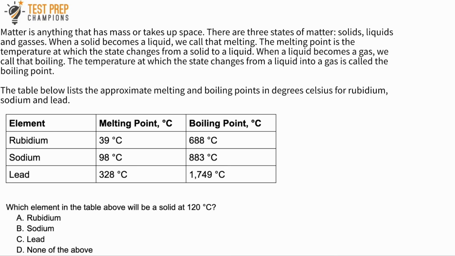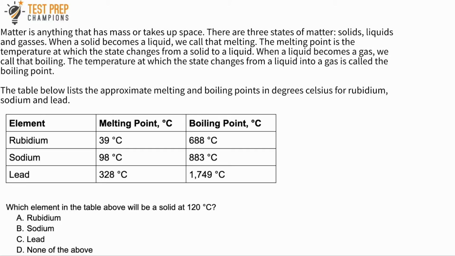Matter is anything that has mass or takes up space. There are 3 states of matter: solids, liquids, and gases. When a solid becomes a liquid, we call that melting. The melting point is the temperature at which the state changes from a solid to a liquid. When a liquid becomes a gas, we call that boiling. The temperature at which the state changes from a liquid into a gas is called the boiling point.